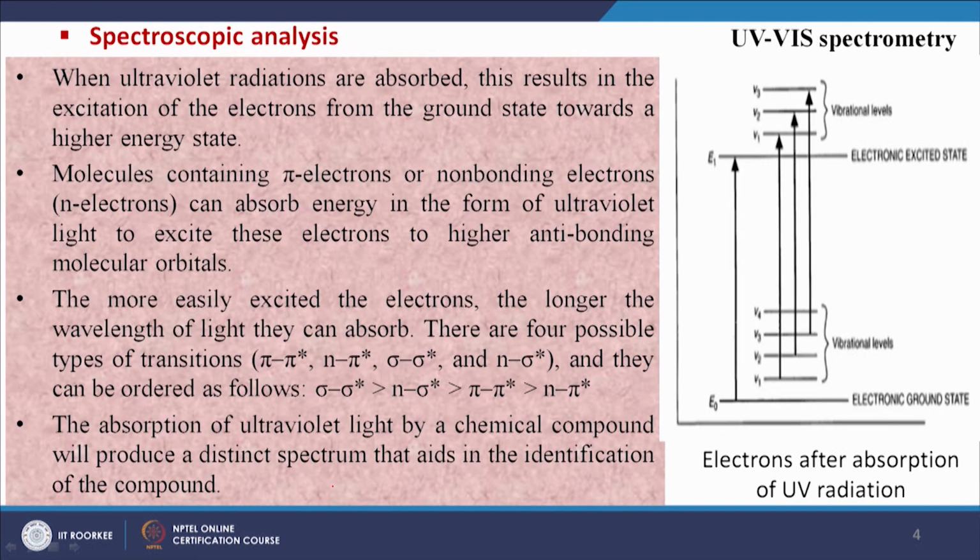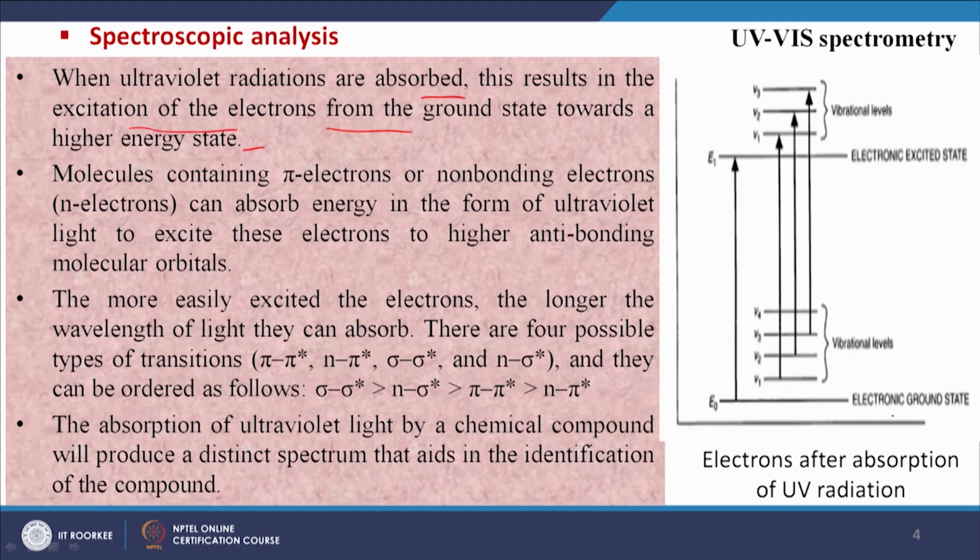When ultraviolet radiation is absorbed, this results in the excitation of the electrons from the ground state to a higher energy state. So, when we send radiation like UV or visible, UV is more powerful than visible, both have some capacity to excite the outer electrons from their base to the excited state. For example, here you see these are the base positions and these are the excited positions.